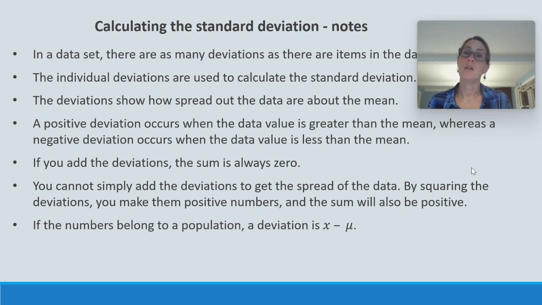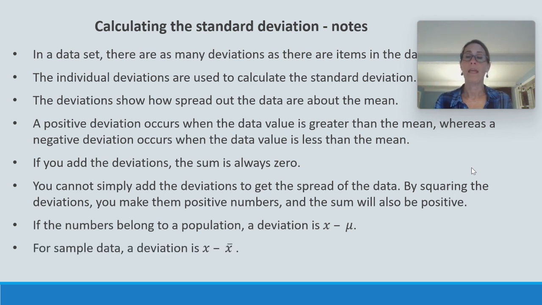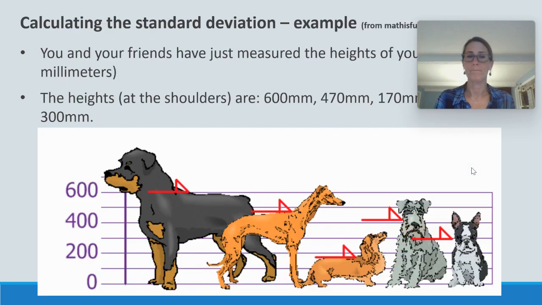So if the numbers belong to a population, a deviation is x, where x represents a data value, minus mu, our population mean. But if we're working with sample data, the deviation is written as x minus x bar. And x bar is our sample mean.